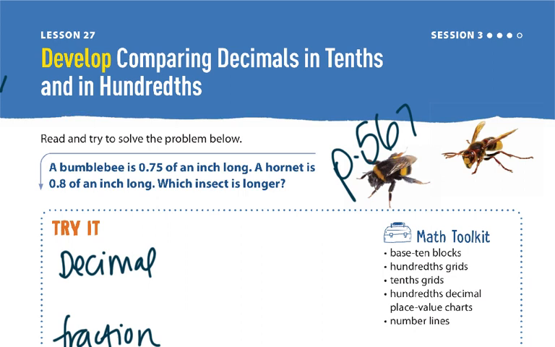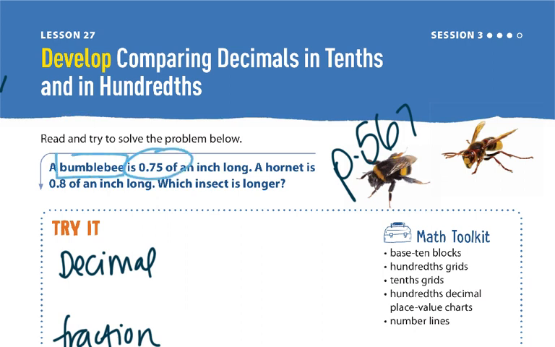A bumblebee is 0.75 or 75 hundredths of an inch long. A hornet is 0.8 or 8/10 of an inch long. Which insect is longer? Let's use our cube strategy and circle.